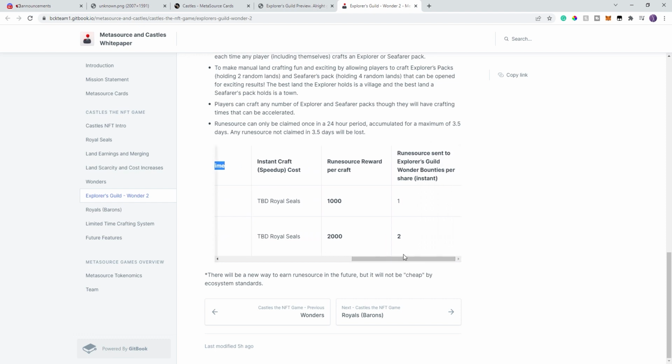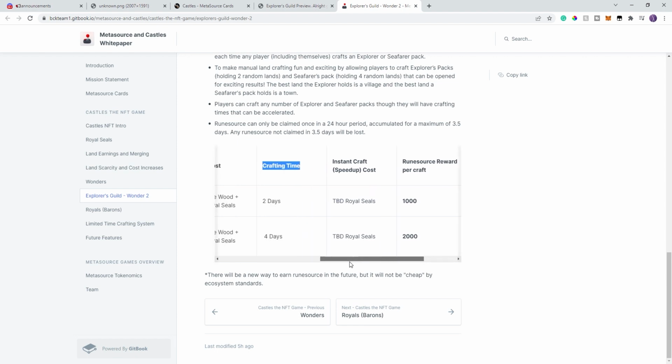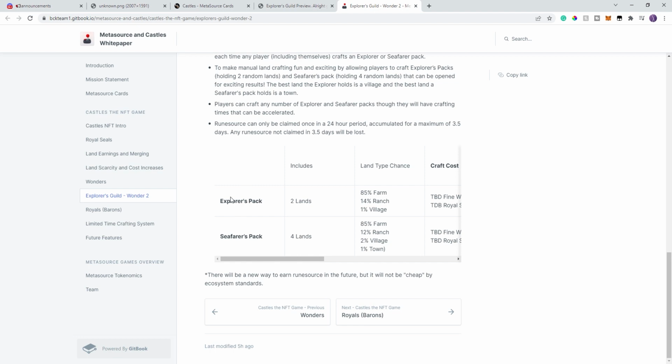The bounty, not 100% sure on that as far as that goes, but I wanted to mention that you can craft as many packs as of right now. You can craft as many packs as you want at a time. So if you want to craft 100 explorer packs, you don't have to do one at a time like a lot of things make you do. You can do all 100, wait 2 days, and you get the packs. They said they may put a limit on that at some point, but the plan right now is to have unlimited packs at one time.